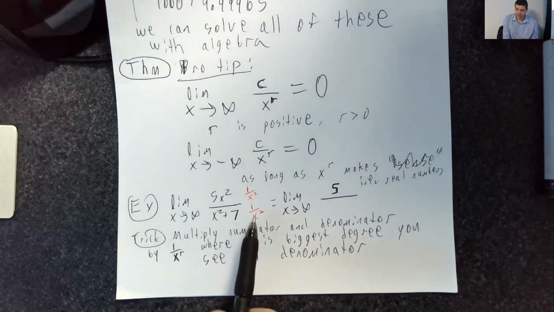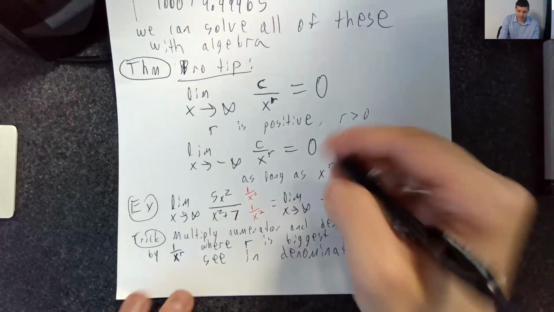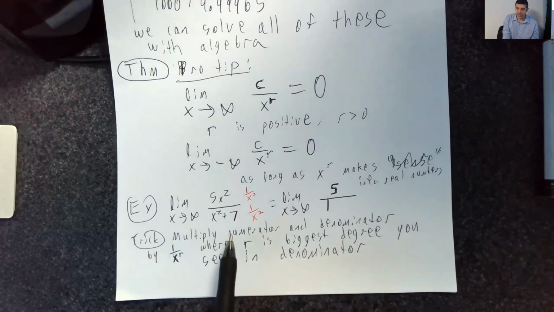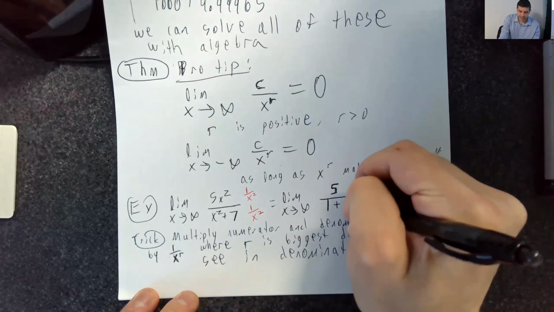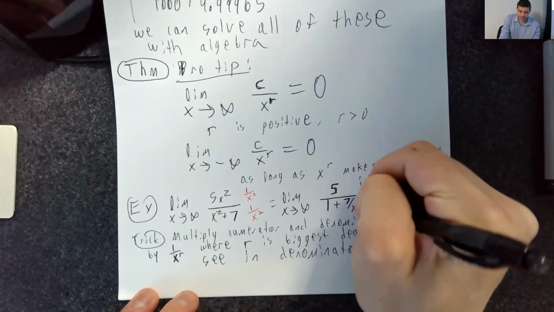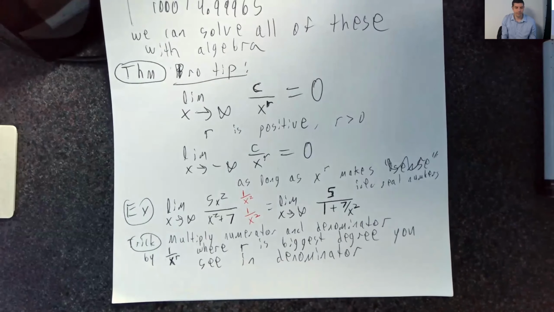Now let's look at the denominator. I have x squared times 1 over x squared. What is x squared times 1 over x squared? 1. And now I have to distribute 7 times 1 over x squared. I can't cancel that, so it'll be 7 over x squared.